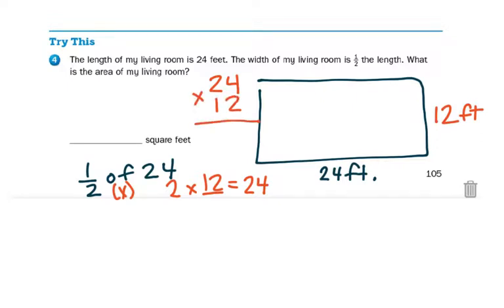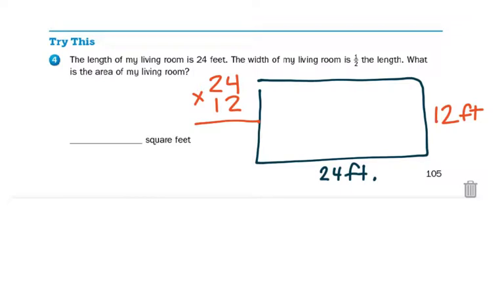Would you please figure out what 24 times 12 is right now in your math journal? Pause the video and solve this 2-digit times 2-digit multiplication problem. Remember to be honest and do what's expected. So this should be solved already.